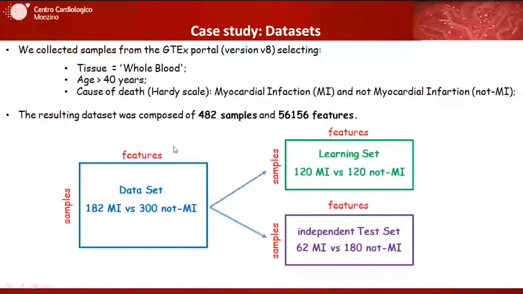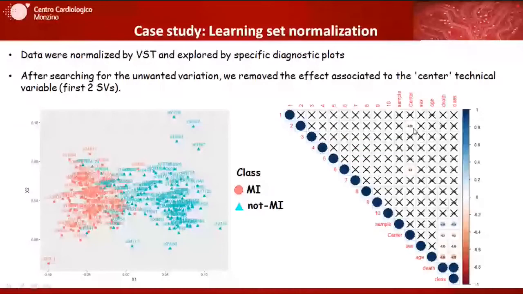First of all, we normalized our data set using, in this case, the variable stabilizing transformation. And after searching for the unwanted variation, we removed the effect associated with the center technical variables. So now we are ready to implement our machine learning analysis. Briefly, we will build a classifier, evaluate the classifier through a tenfold cross-validation, select the best model on the basis of the cross-validation results, and finally, we will perform the prediction on the new data set.